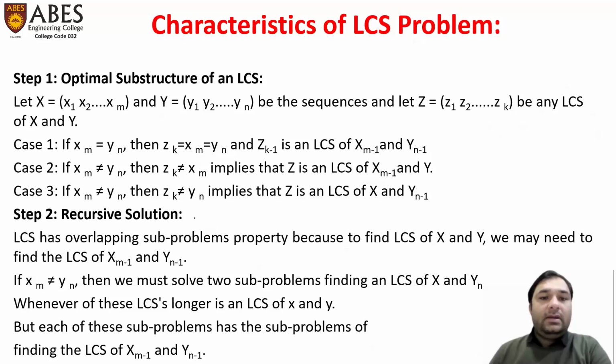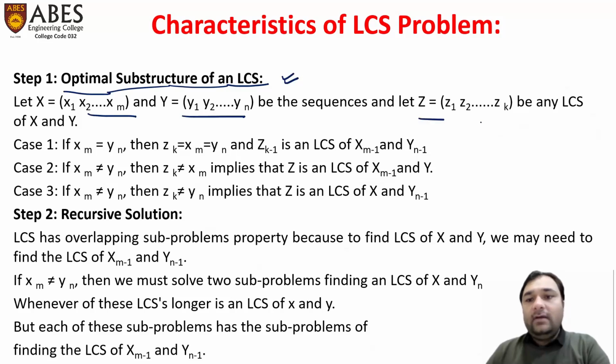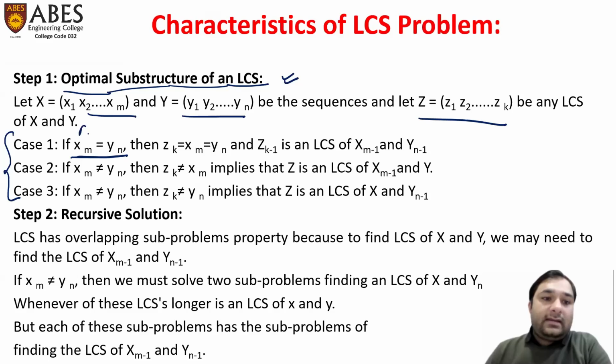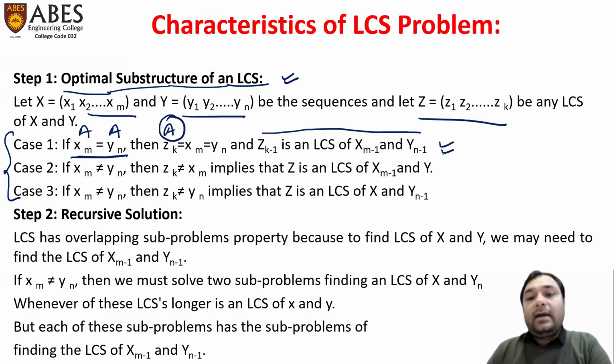This is the first step, the optimal substructure of an LCS. We are given X, we are given Y, we have to calculate Z. There are three cases which we have to look at. First, if the X and Y characters are the same, say A and A, then the Z character is also A, and Z(k minus 1) is an LCS of X(m minus 1) and Y(n minus 1). That is, if we are getting 0 here, 0 here, we will calculate 0 plus 1, that is 1.